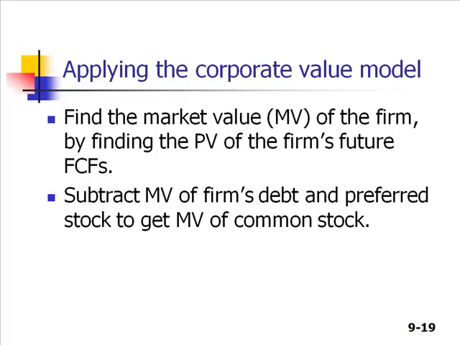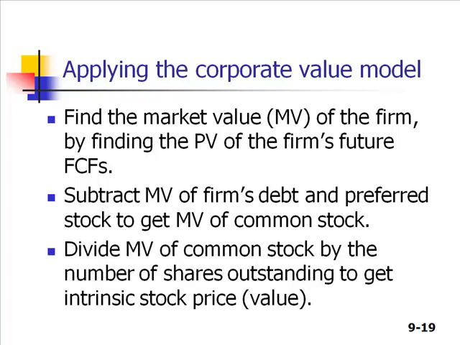We subtract off anything that the company owes, and we also subtract off the value of any preferred stock outstanding. Once we take those out, any value that is remaining must belong to common shareholders. So anything left over at that point is common equity, and so we simply divide the market value of all the common stock, the common equity, by the number of shares outstanding, and that will tell us what the intrinsic value of the stock will be, what the stock price really should be in equilibrium.